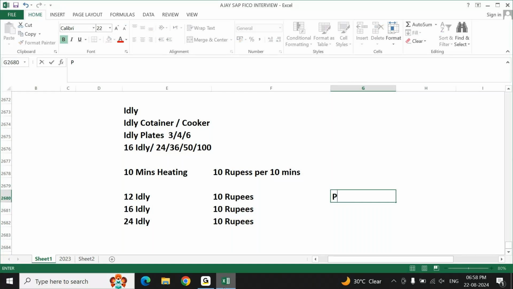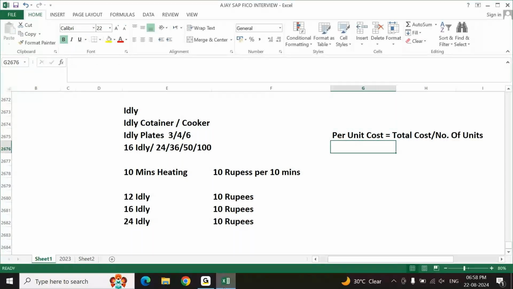So, let's say, per unit cost is always equal to total cost divided by number of units. They're all basic formulas, basic fundamentals you need to remember. These are not related to SAP. I'm not talking anything related to SAP here. I'm talking with generic basic fundamental examples with which we will all be able to relate ourselves.